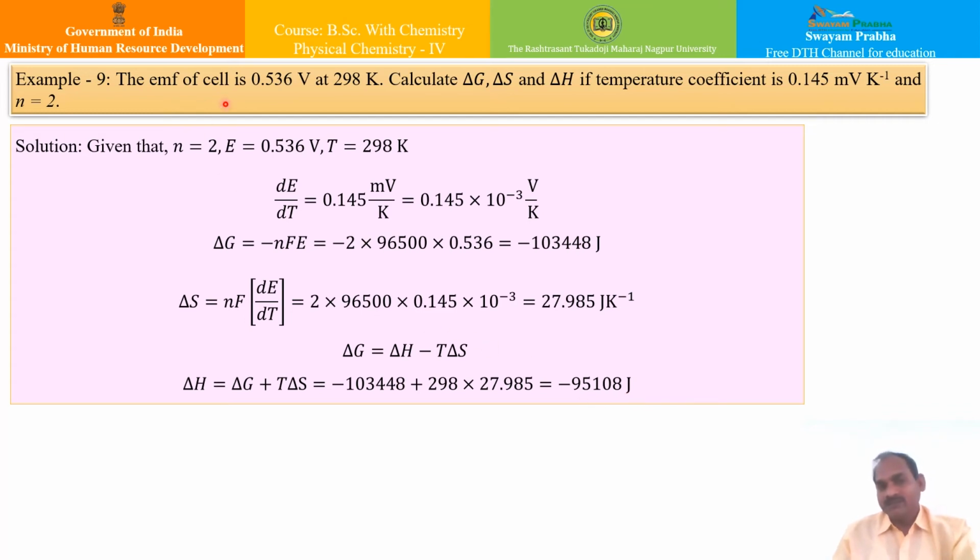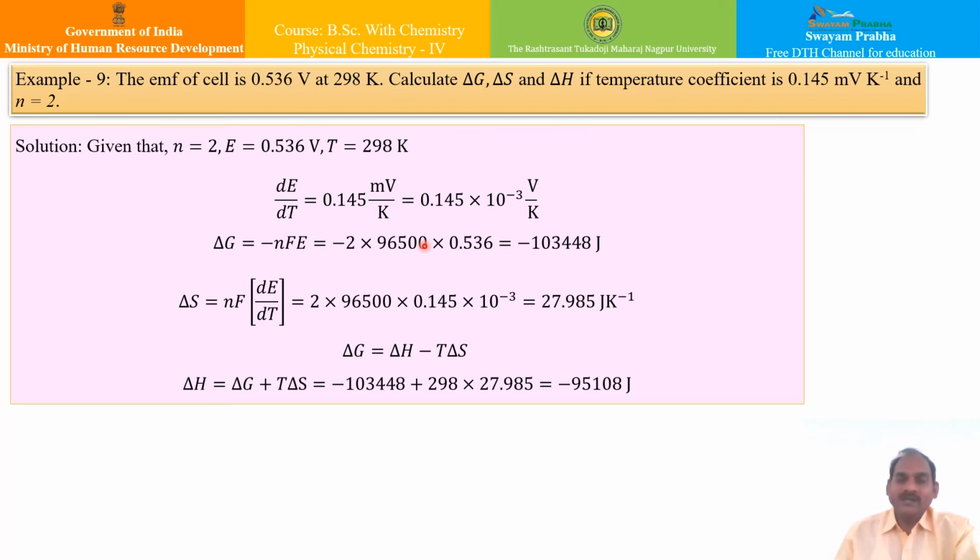So this way I can calculate all the thermodynamic parameters. If I know the EMF and the temperature coefficient, I can calculate all three values. Or if I know several values of EMF at varying temperatures, I can very easily calculate the temperature coefficient by taking the slope of the EMF versus temperature plot, that is dE by dT. So that also can be done. Just for the sake of simplicity, the value of dE by dT is provided here, and therefore we could calculate easily.